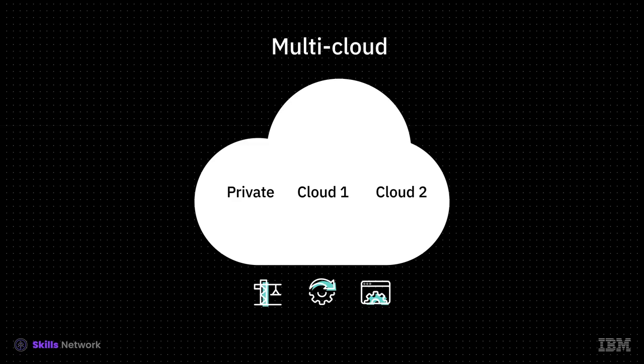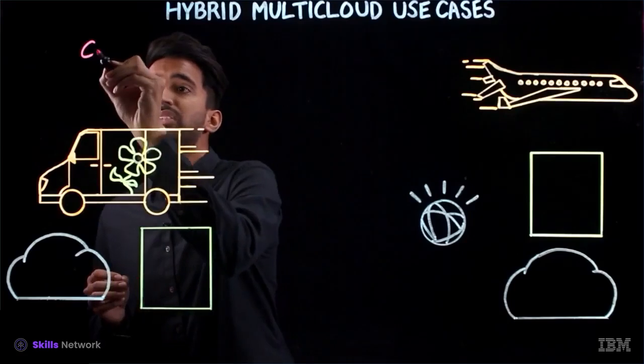In this video, we will look at some use cases for why a business may want to use a hybrid multi-cloud approach. I want to touch on a few of those use cases for why a business may want to use hybrid or multi-cloud. Let's start with the basic one, cloud scaling.